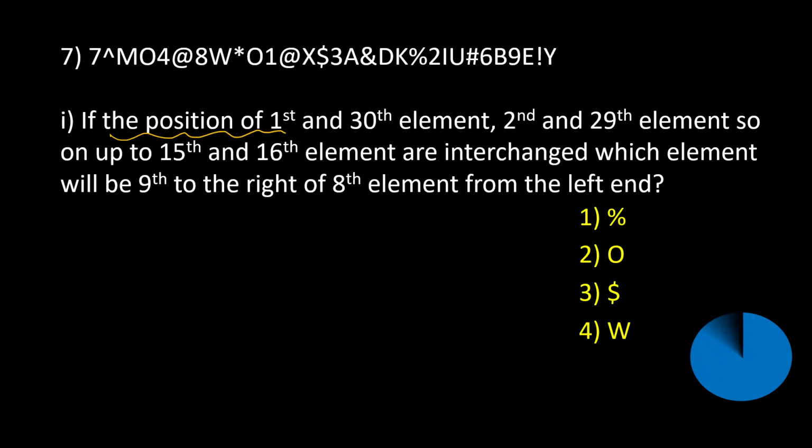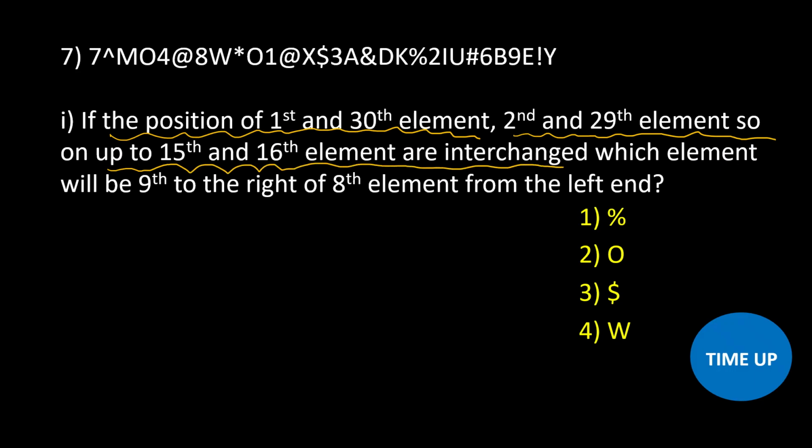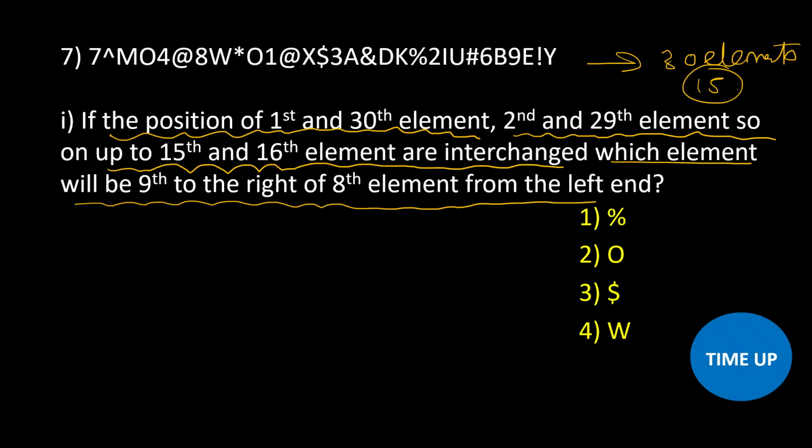If the positions of the first and the 30th element, second and the 29th element, and so on up to the 15th and 30th element are interchanged. So if you count right, there are 30 elements in total, so half of that will be 15. Okay. Which element will be ninth to the right of the 8th element from the left end? What we want is the ninth to the right of the 8th element from the left end.